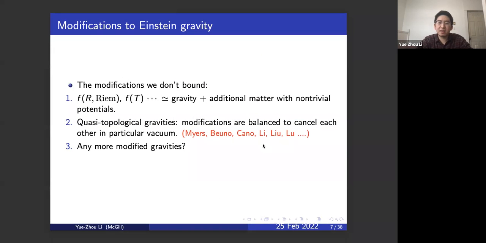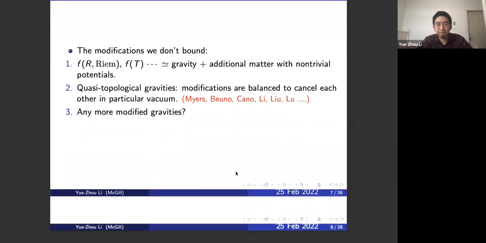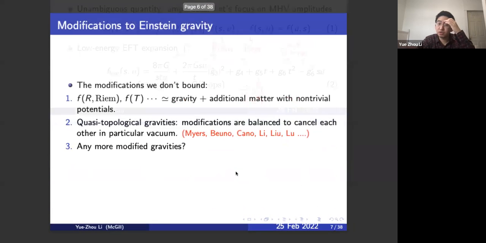So let me explain a bit. What I said before is our understanding of the modifications we consider. But there must exist different modifications of Einstein gravity that we don't bound in this work, like f(R) gravity and f(T) gravity and so on. It's sort of equivalent to gravity theory plus additional matter, maybe with non-trivial potential. This is the thing that we don't bound. And also something like quasi-topological gravity, where the modifications are balanced to cancel each other in a particular background. Sorry, I should say background rather than vacuum. And there must exist many more modified gravities that we don't consider. If there's no further question, I will move to the next part.